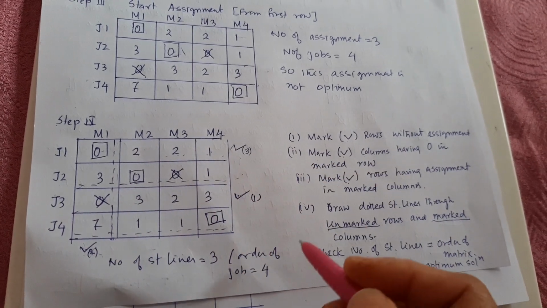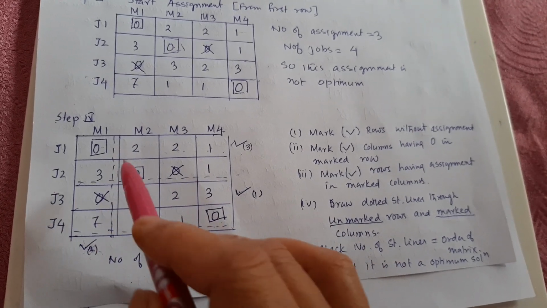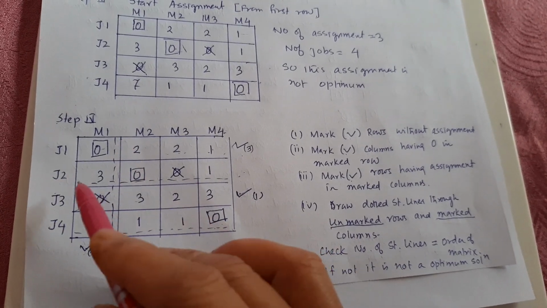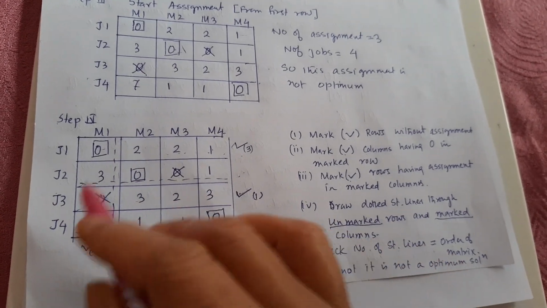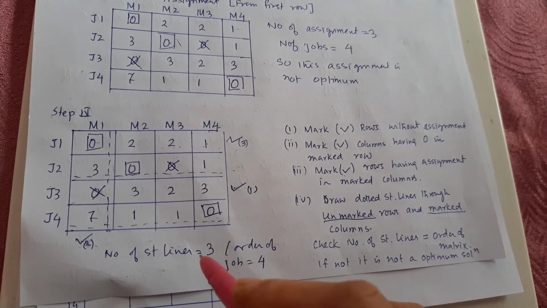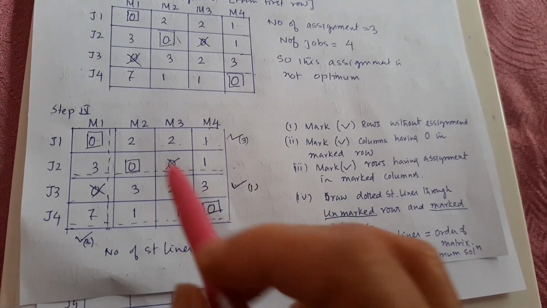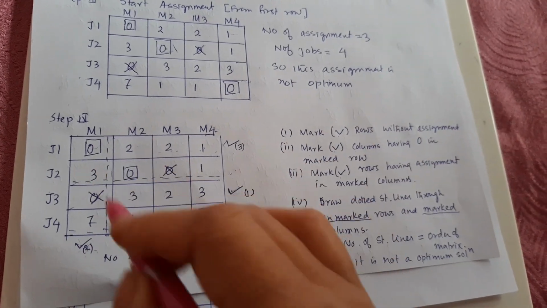Then you count the number of lines. How many lines are passing through? Number of lines: 1 vertical line, 2 horizontal lines. So the number of lines is 3. But the order of the matrix, the number of jobs or number of columns, is 4. So it is not equal to the number of lines. That means this will not give you the optimum solution. You have to go to the next step, starting with this value.